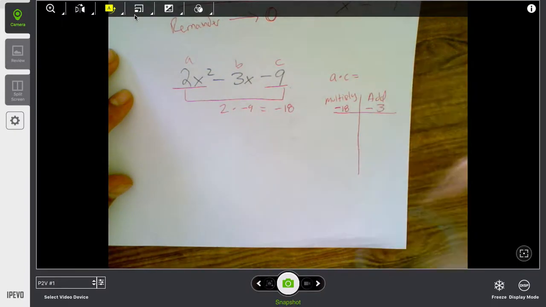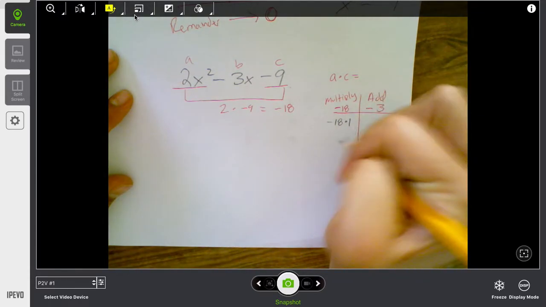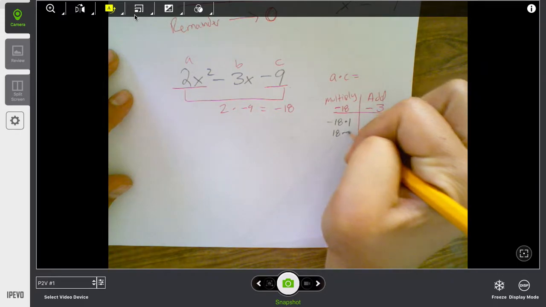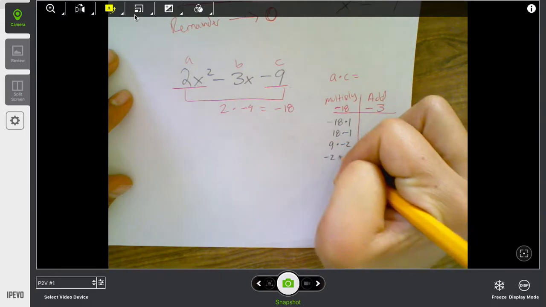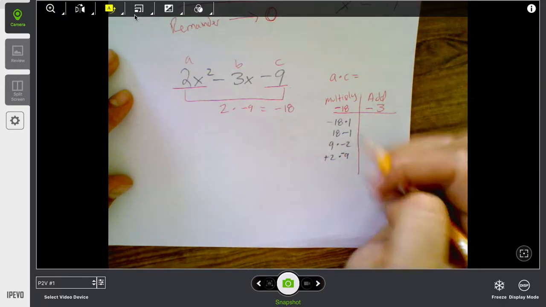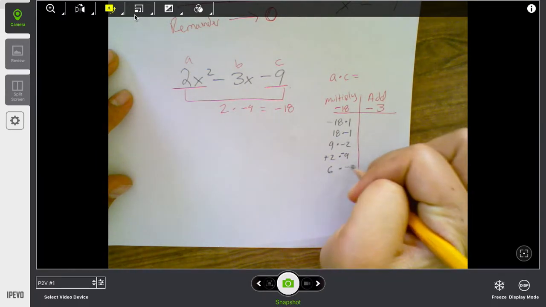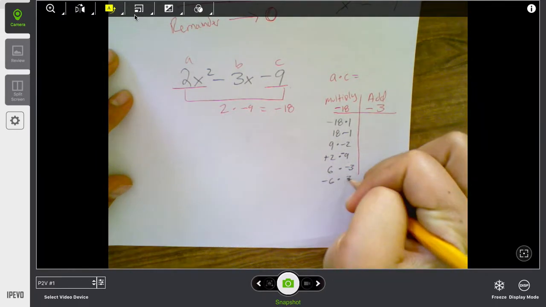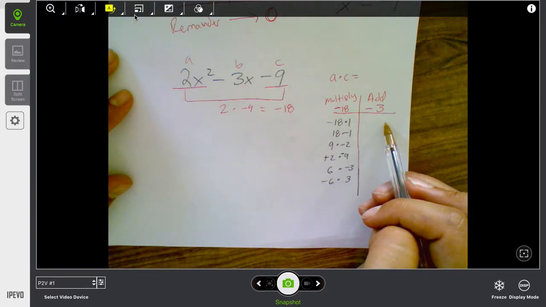Add to negative 3. So if I think about it, let's see: negative 18 times 1, 18 times negative 1, 9 times negative 2, negative 2 times positive, nope, sorry, that's the exact same thing. 2 times negative 9, 6 times negative 3, negative 6 times positive 3, I believe that's it. So I have to go through these to see which one matches.